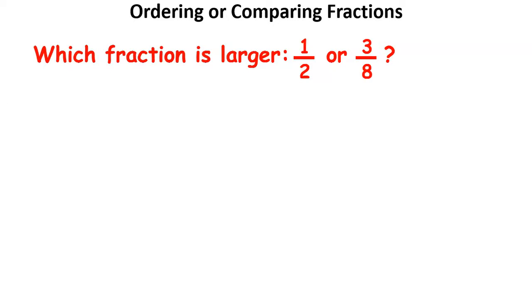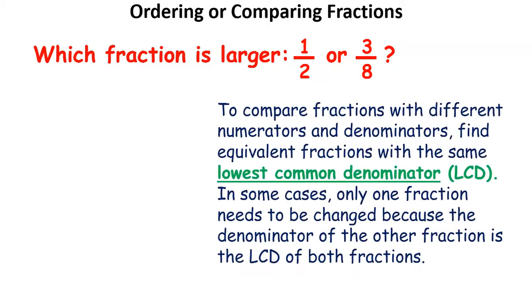So we're going to be ordering these fractions. Now this is when it gets probably a little bit tricky when we're comparing fractions. So which fraction is larger? Now again, in this case here, I would suggest, and the rule suggests, that when we're comparing fractions with different numerators and different denominators, we need to find equivalent fractions that have the same denominator. Okay, in this case it says the lowest common denominator, but they need to have the same denominator.